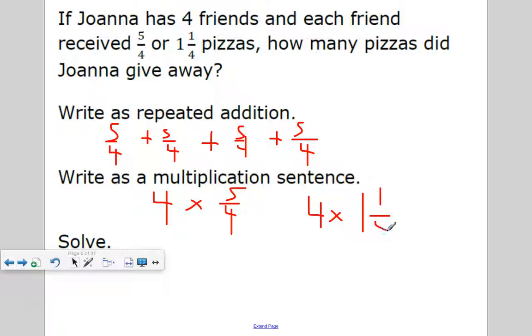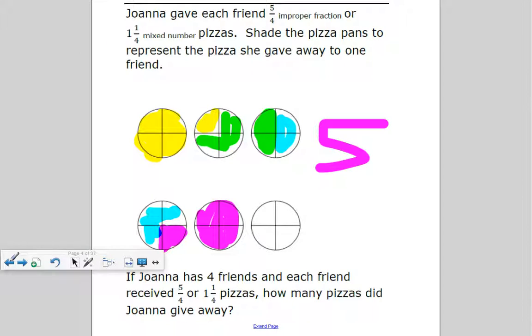Now let's solve it. How can I rewrite this whole number in fraction form? I put a 1 underneath it. So 4 times 5 is 20. I multiply the numerators, multiply the denominators. So 1 times 4 is 4. So 20 divided by 4 is 5, that is the answer. And let's go back to our pictorial form. I do see 5 pieces shaded.